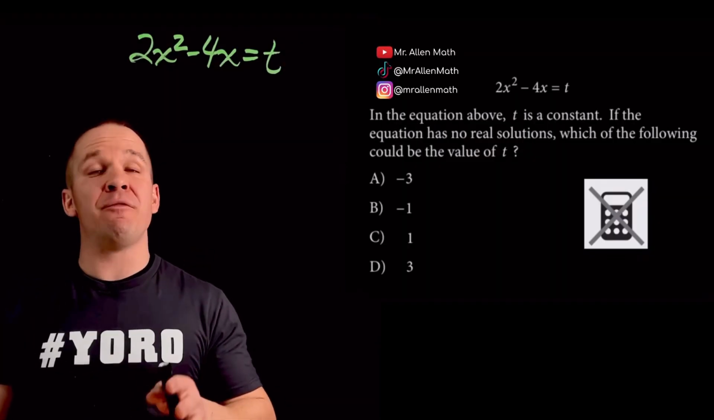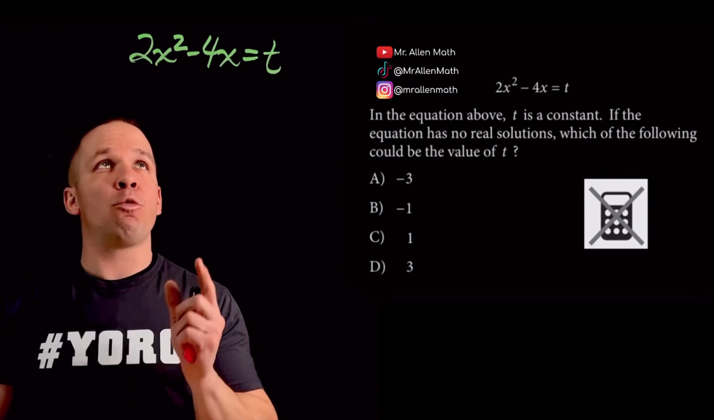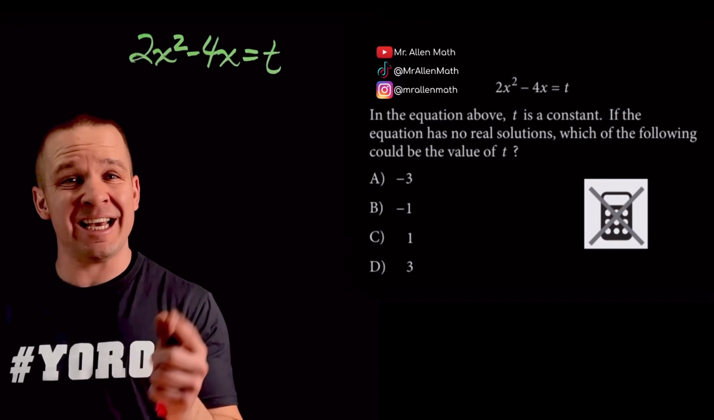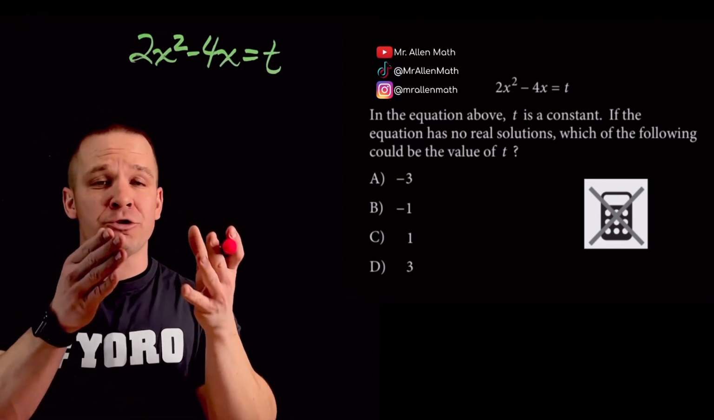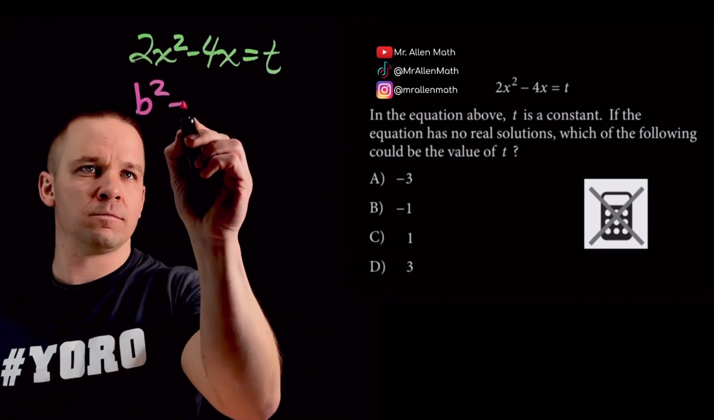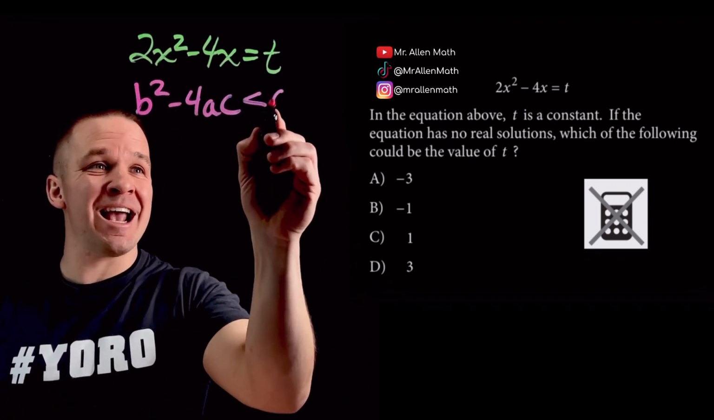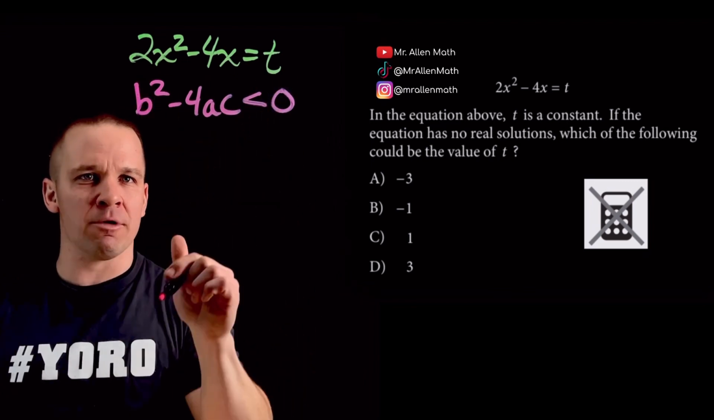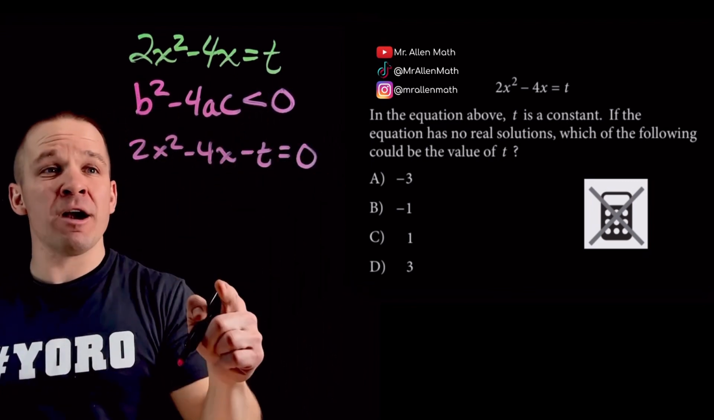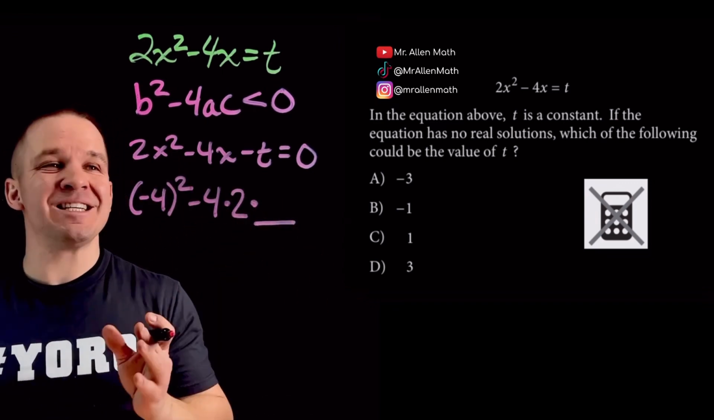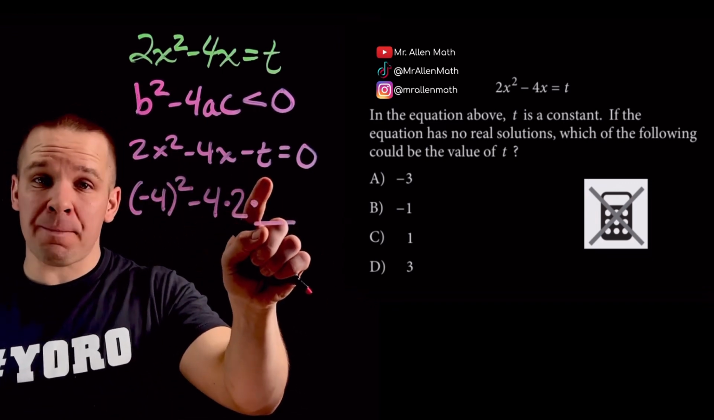In the equation above, t is a constant. If the equation has no real solutions, which of the following could be the value of t? So to determine if a quadratic equation has no real solutions, we can use what's called the discriminant. And if this is less than 0, aka negative, it has no real solutions. Let's rewrite this equal to 0. So I already have my a value and my b value. Just need that c value, which is the opposite of t.